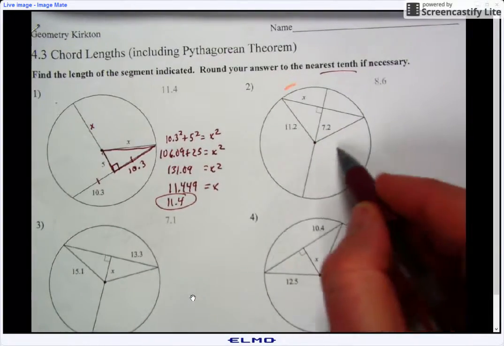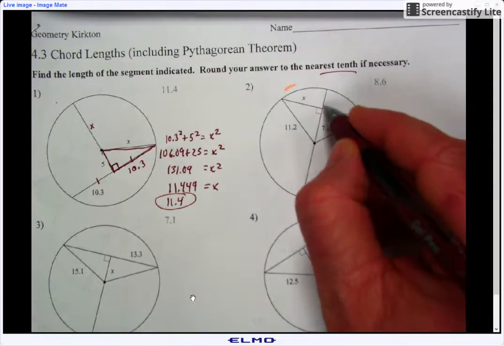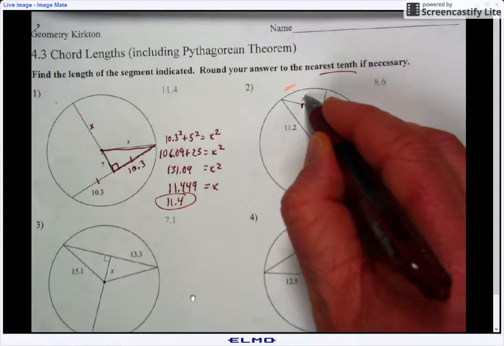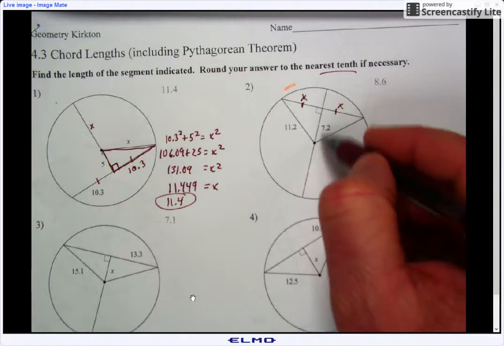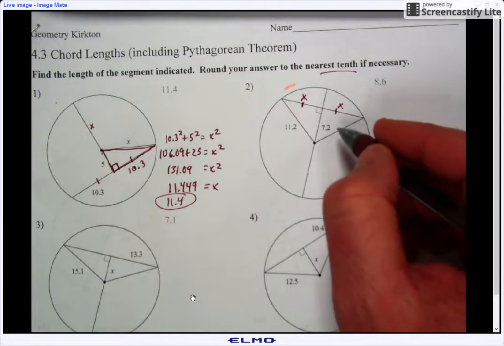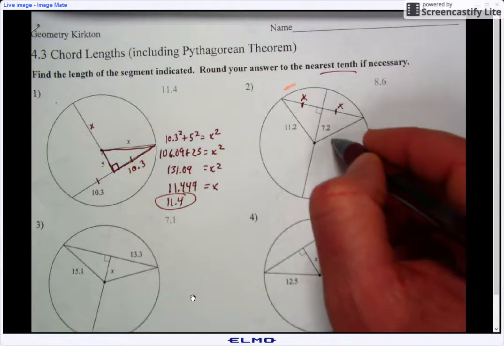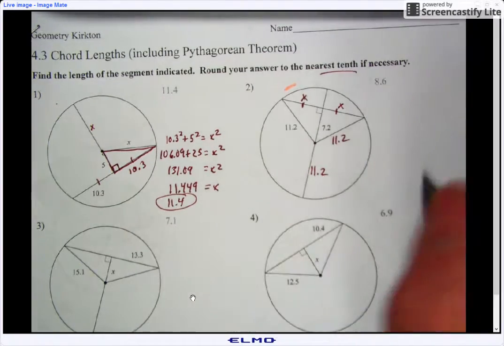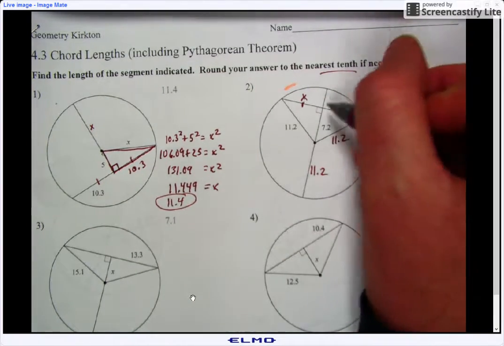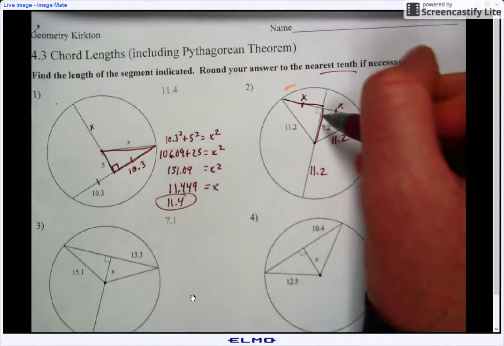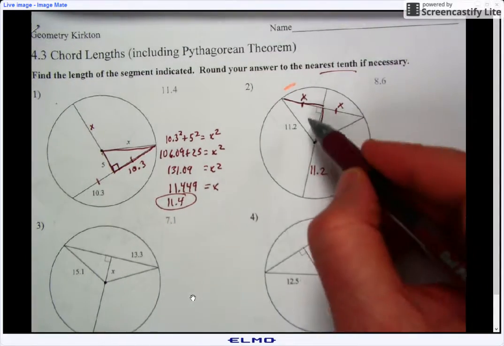Going to the second one, again, notice what is equal. If there's a perpendicular, then these are equal, so that's x and that's x. And every radius is equal to every other radius. And so you could write 11.2 here, 11.2 here. That's not necessarily important for right now, but it might help you at some point. So what do we know? Do we know 2 out of 3 sides in a triangle? If so, we can find the third side.